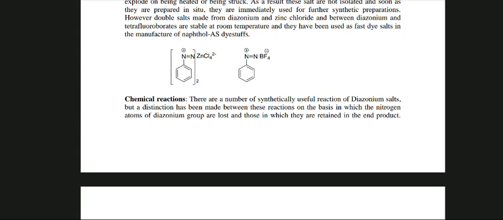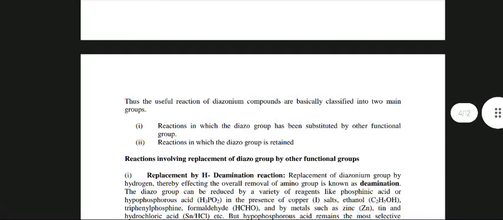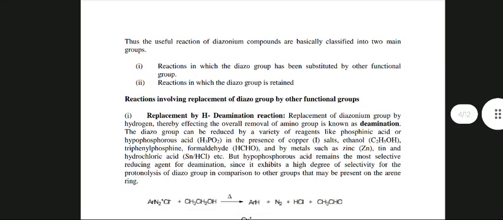There are a number of synthetically useful reactions of diazonium salts, but a distinction has been made between those reactions in which the nitrogen atoms of the diazonium group are lost and those in which they are retained in the end product. Thus, the useful reactions of diazonium compounds are basically classified into two main groups: reactions in which the diazo group is substituted by another functional group, and reactions in which the diazo group is retained. Reactions involving replacement of the diazo group by other functional groups.